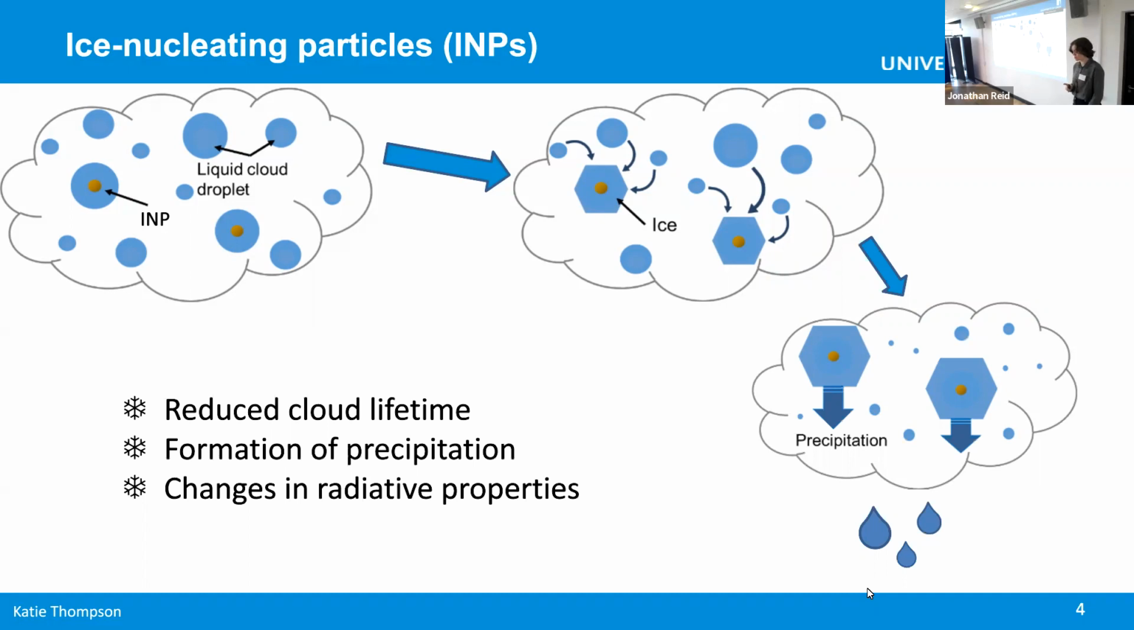And this is important because it can affect both the cloud lifetime and its radiative properties. So it has implications for climate, because by reducing that cloud, we're getting less reflectivity of incoming radiation. And it also has implications for precipitation, in terms of where that's happening and how much we're getting. So the sources and concentrations of these ice nucleating particles in the atmosphere in general is really important, but it is particularly important in places like the Labrador Sea.